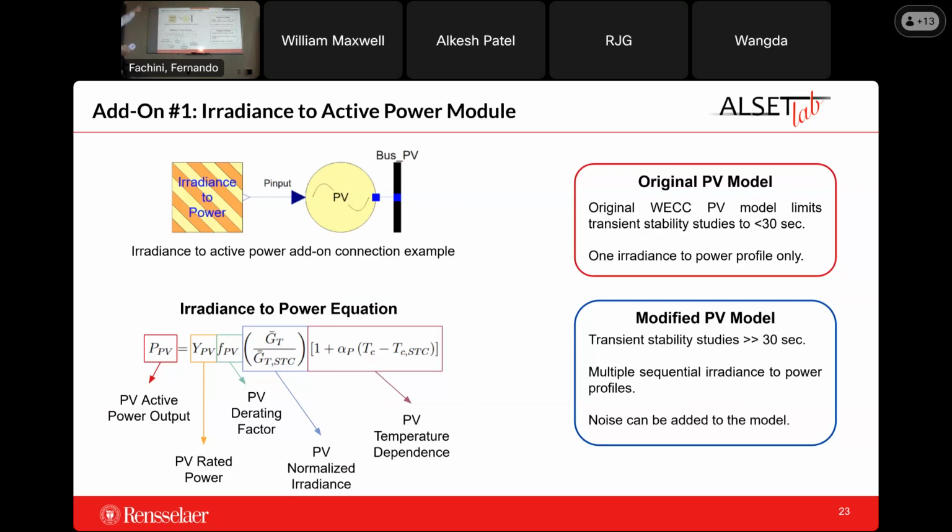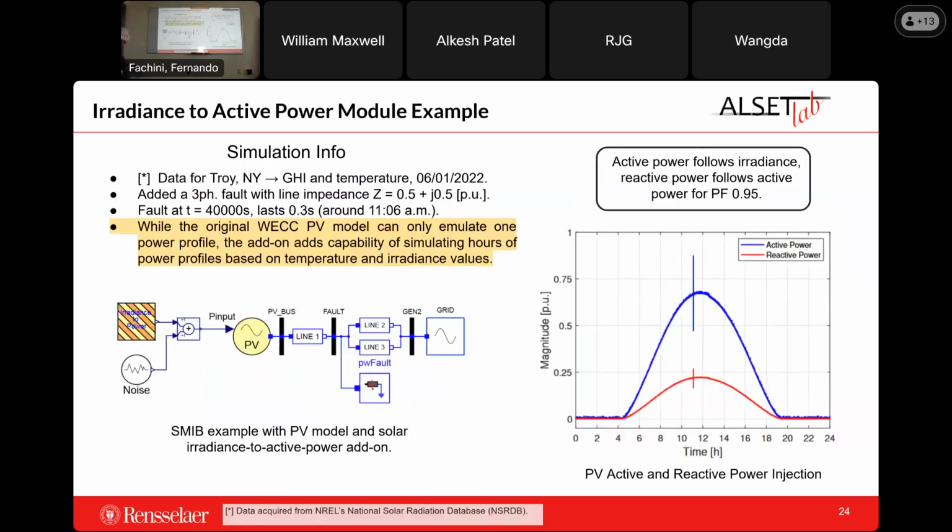You can create an external component that actually provides multiple sequential irradiance-to-power profiles, and then you can connect it to the model without disturbing the original implementation, and you can have more information and more data. And the equation that I use for this is the irradiance power equation based on the Homer software. And the power that is now provided is related to PV rated power, PV derating factor, PV normalized irradiance, and PV temperature dependence.